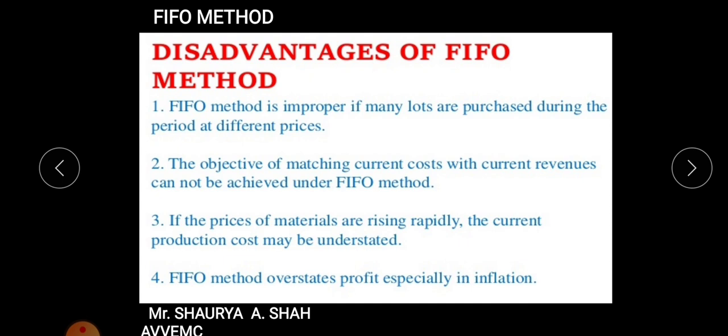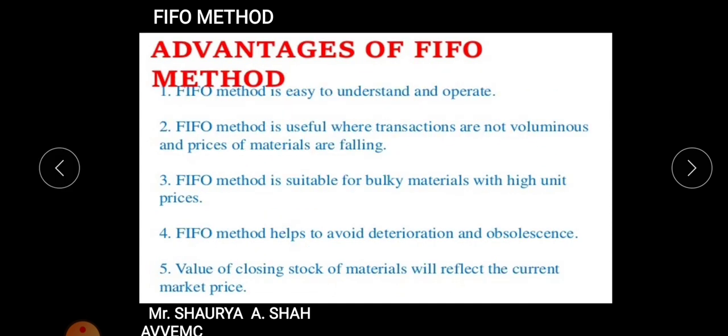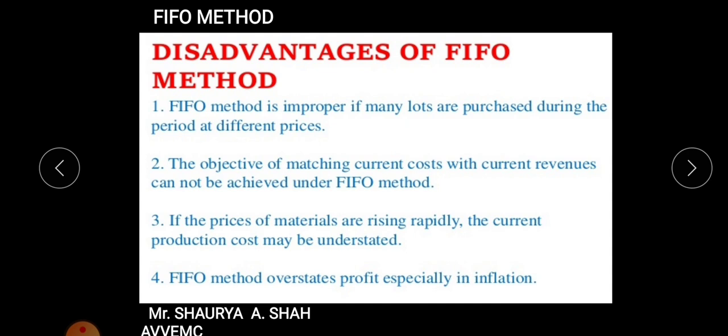The FIFO method is improper if many lots are purchased during the period at different prices. In the advantages we saw it is useful when transactions are not voluminous and prices of material are falling. Here it is an improper method when lots are purchased in various batches at different prices. So it becomes very difficult to calculate which material came first and which came later.